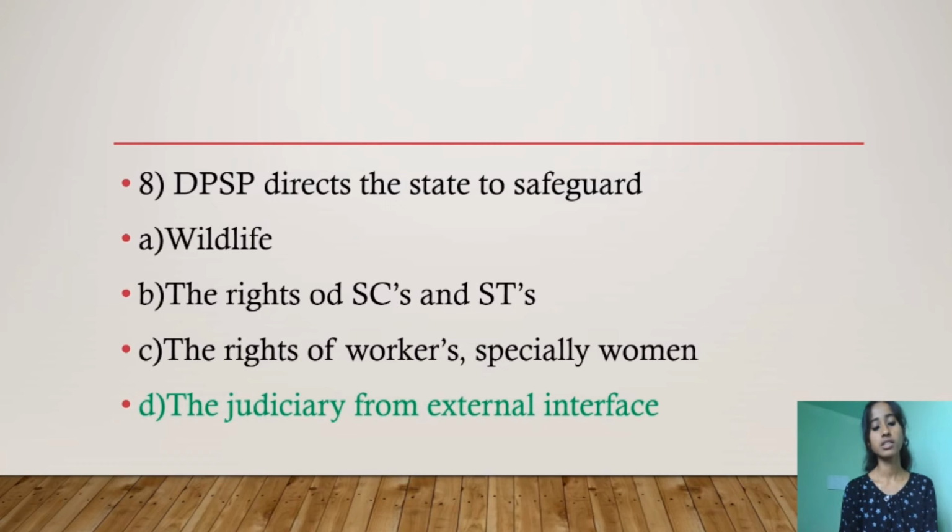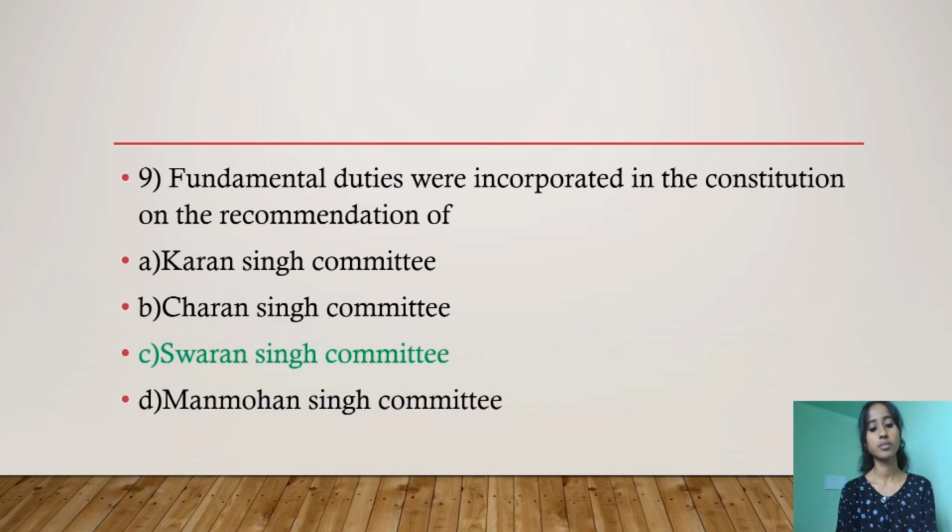DPSP, that is Directive Principles of State Policy, directs the state to safeguard option A wildlife, option B the rights of SCs and STs, option C the rights of workers especially women, option D judiciary from external interference.